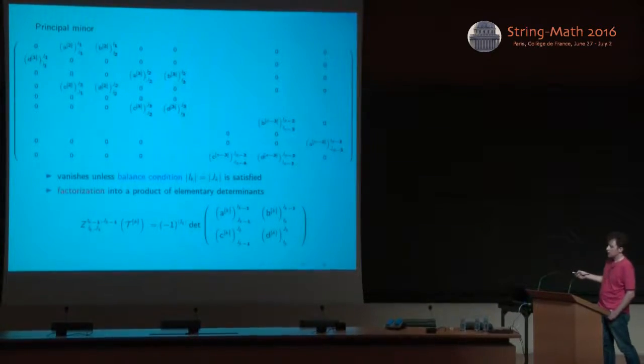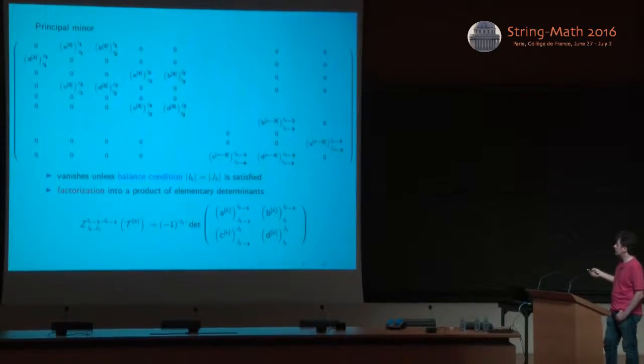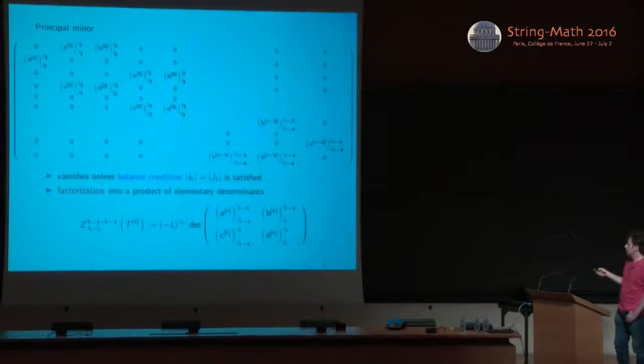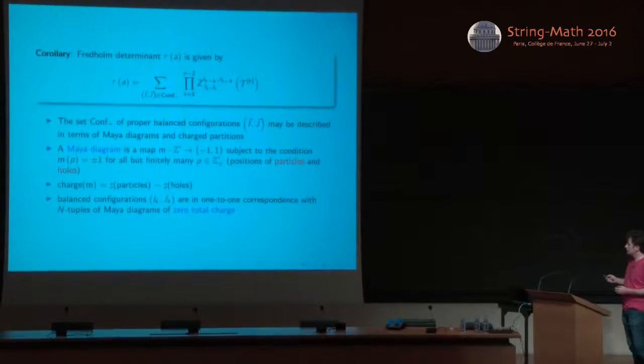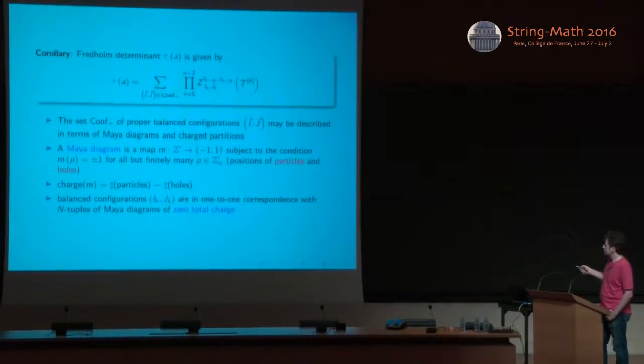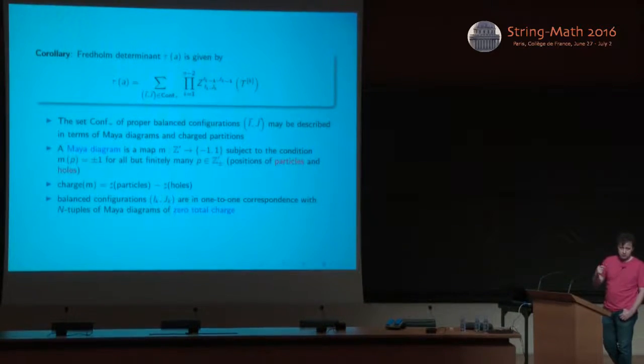And in that way, this generic principal minor, more precisely, the non-vanishing principal minor, factorizes into a product of some more elementary determinants of this form. As a consequence, we obtain the following structure of the tau function. This Fredholm determinant, which gives the tau function, is a sum with respect to all balanced configurations of some products of these elementary determinants associated to different pairs of pens. So probably the structure already becomes a bit more familiar.